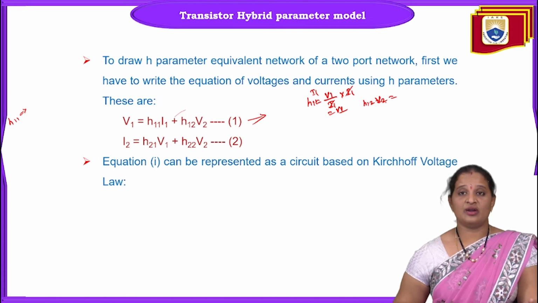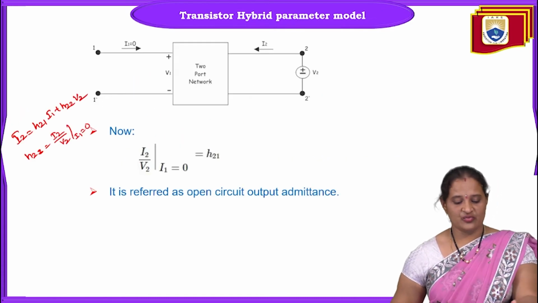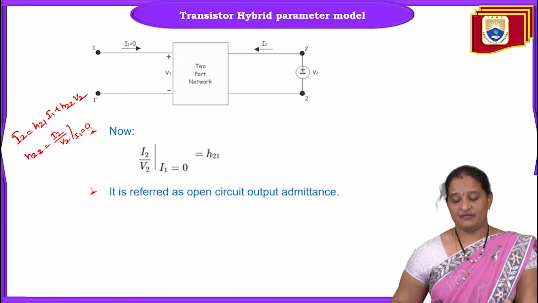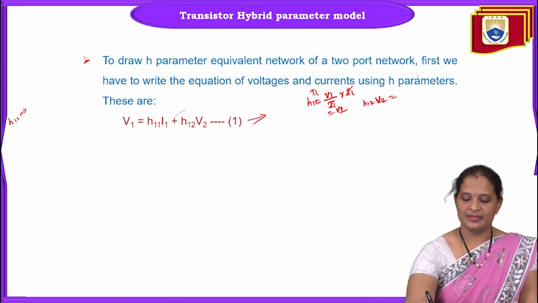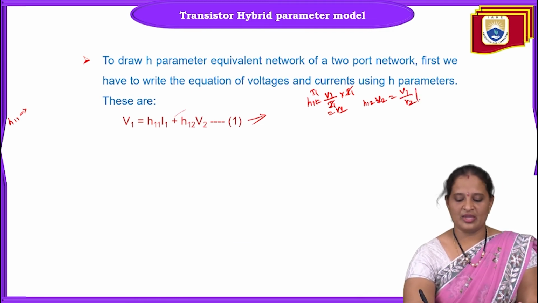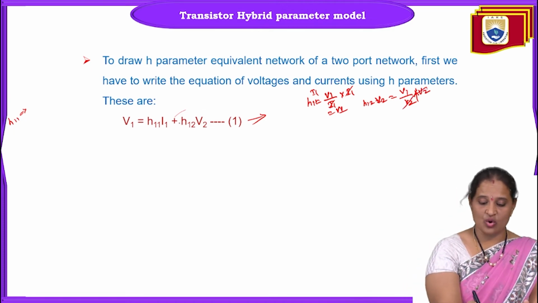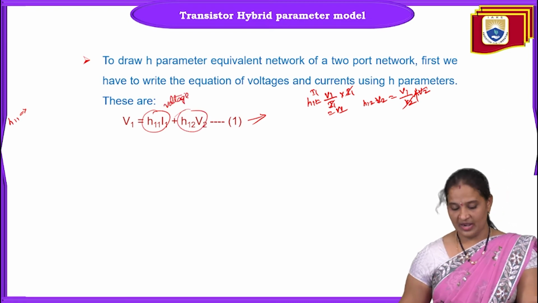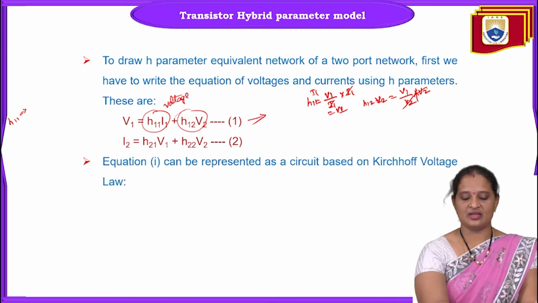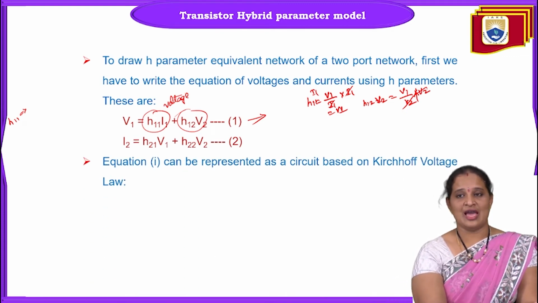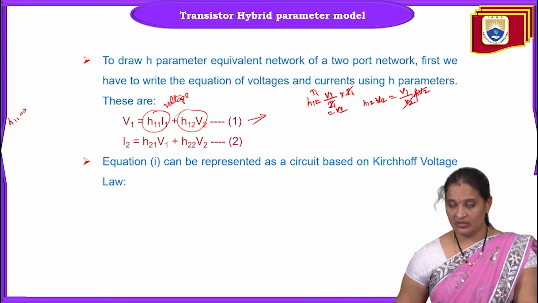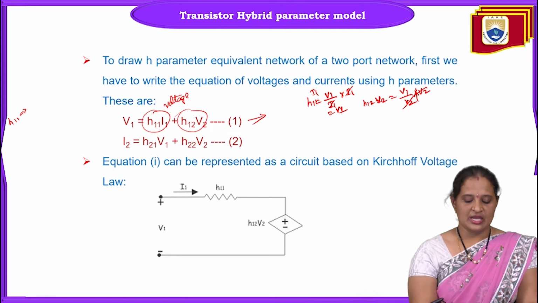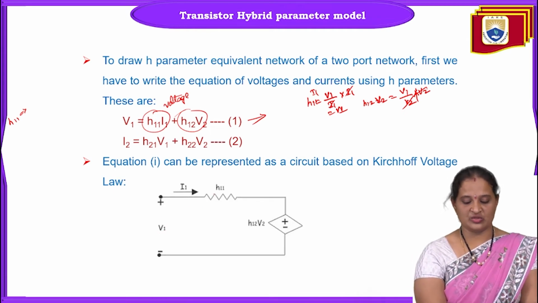H12 is our reverse voltage gain, which is given by V1 by V2 by making the input port open circuited, into V2. So V2 gets cancelled. So these two are the equivalent voltages. As the voltages are applied here, I can represent the input equation as a circuit which obeys Kirchhoff's voltage law. That is, V1 is the input voltage, which is equal to H11 into I1, the current flowing through that loop.